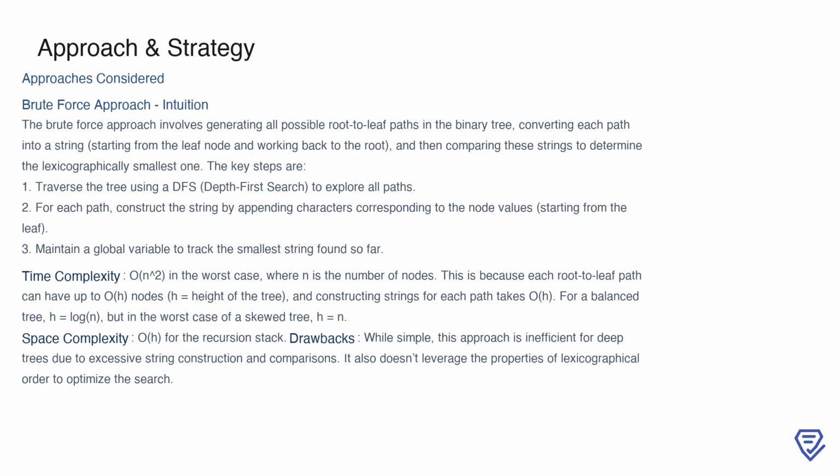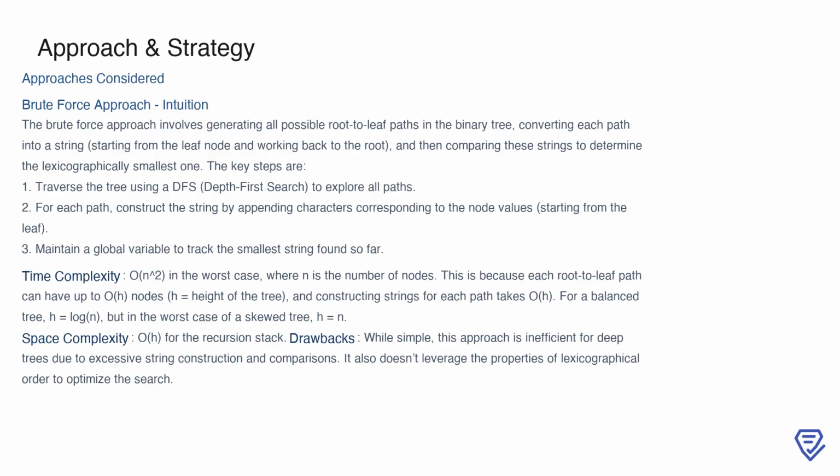The process involves a depth-first search, or DFS, to explore all paths in the tree. As we traverse, we track the smallest string found so far using a global variable, updating it whenever a smaller string is encountered. However, while this approach is straightforward, it has notable inefficiencies. Constructing strings for each path is computationally expensive, particularly for deep trees, and the time complexity can grow to n squared in the worst-case scenario.